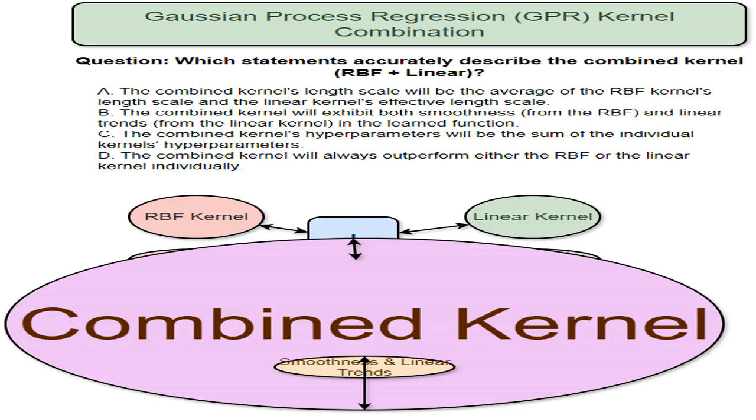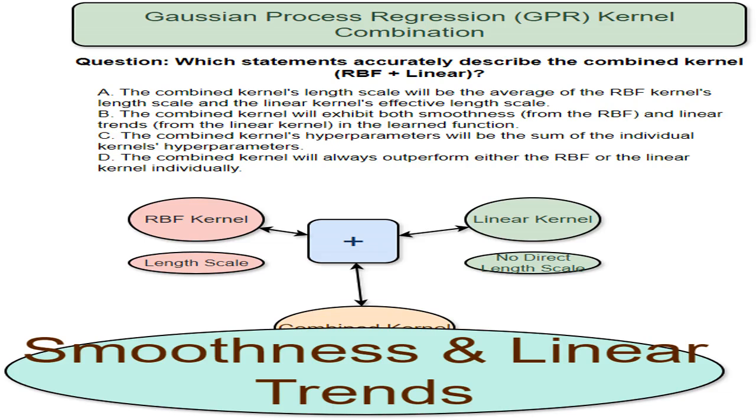This is the superstar of our discussion, the kernel that arises from combining the RBF and linear kernels. It inherits the strengths of both, allowing for modeling data with both linear and smooth, nonlinear components. It's like having the best of both worlds. The combined kernel will be able to model smooth curves from the RBF kernel and linear trends from the linear kernel in the data. This flexibility makes it adaptable to a wider range of data patterns.